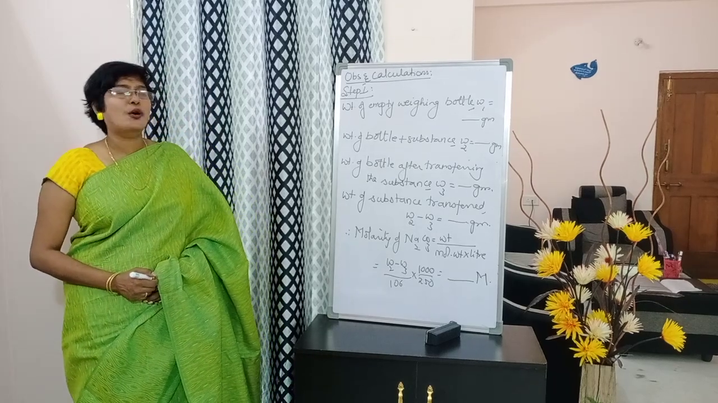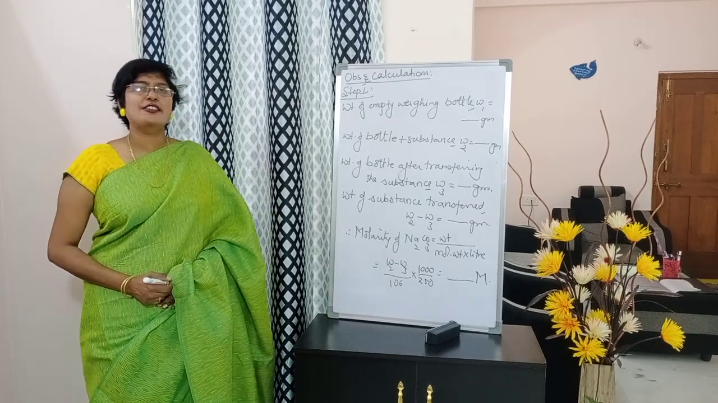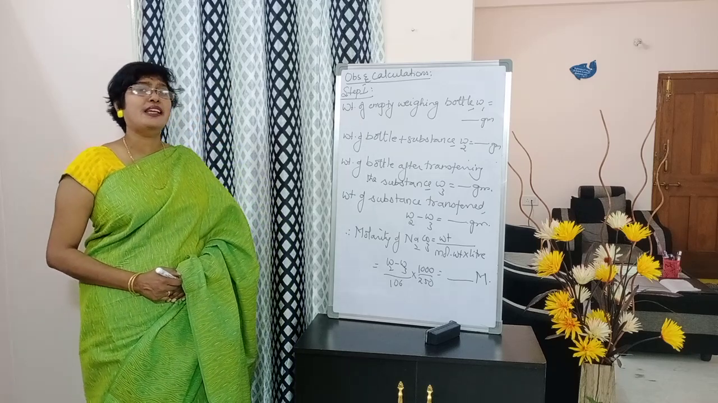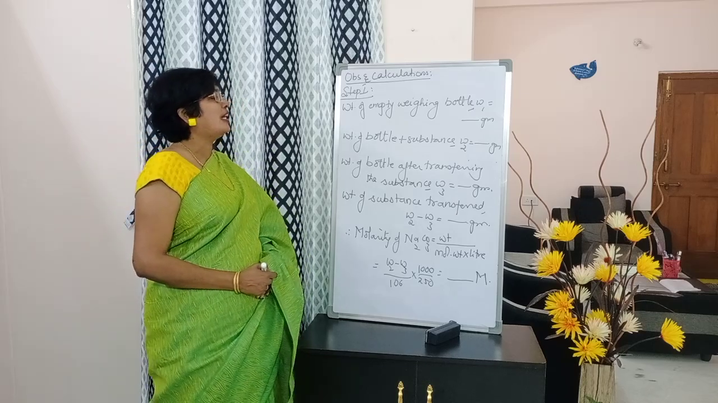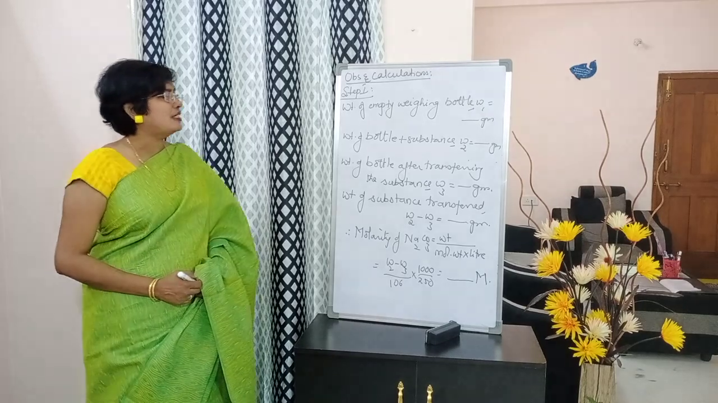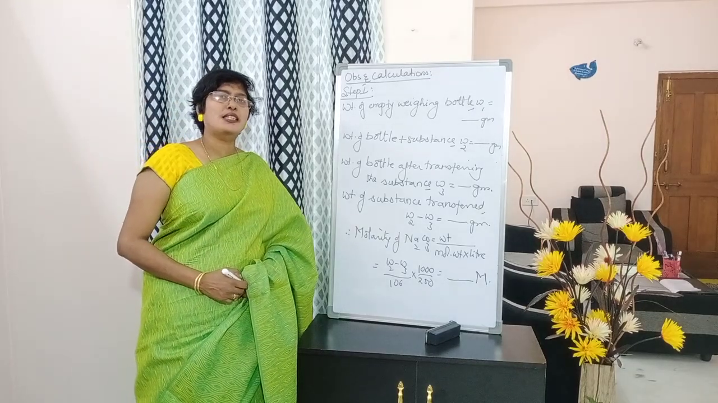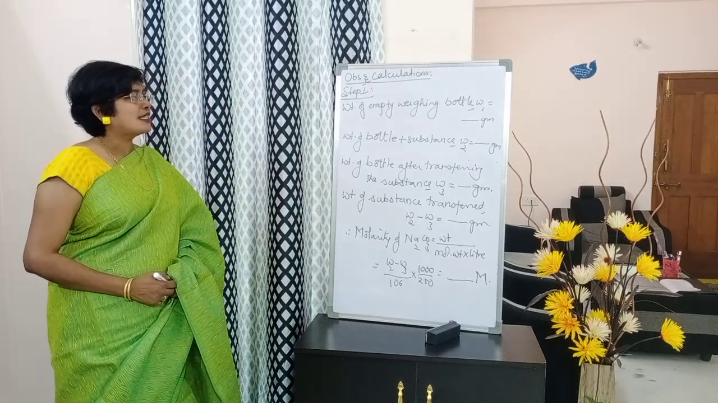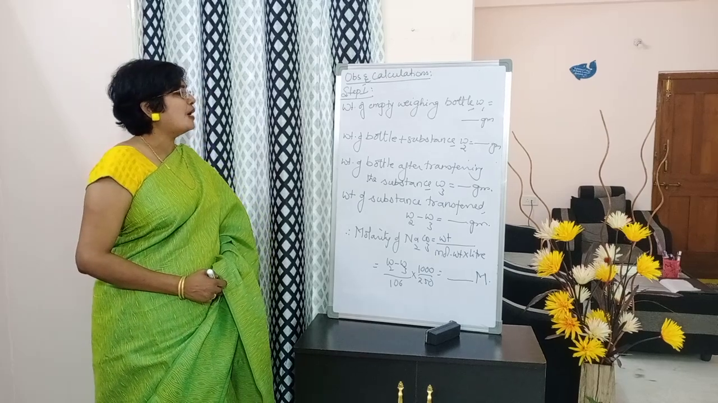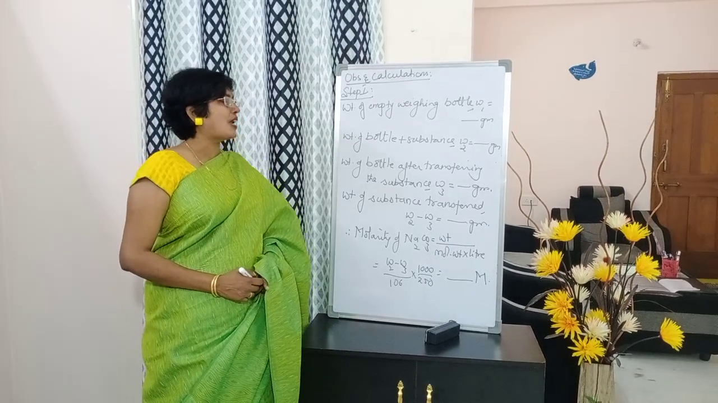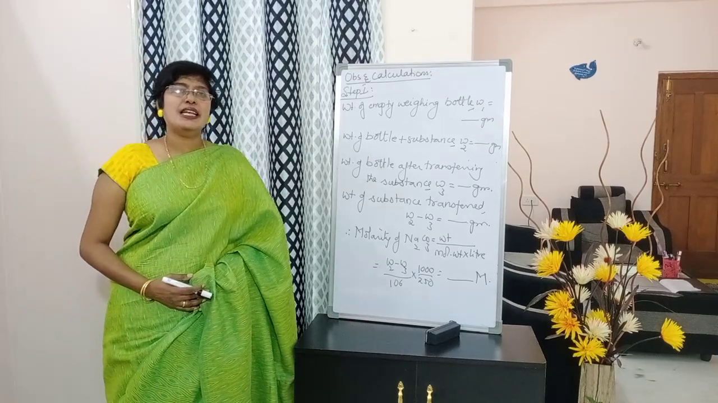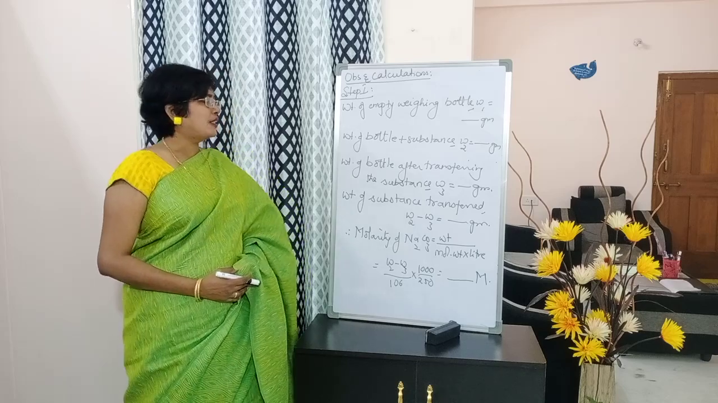Below, weight of bottle plus substance. What is the substance, students? Na2CO3. How much do you have to weigh? 1.325 grams. W2 is equal to dash grams. Below, weight of the bottle after transferring the substance. Where to transfer? Into the volumetric flask. W3 is equal to dash grams. Below, weight of the substance transferred. How do we get this? W2 minus W3 is equal to dash grams.